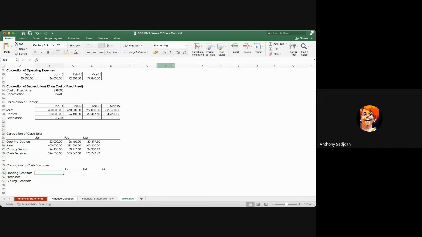Please, I'm not getting your values for the cash receipt. I had the first one, but the second and the third one, I'm not getting. Okay, what formula did you use for the second one? Opening debtors plus sales minus closing debtors. You're right. You can see that the formula in the first one is different from the second and third. To correct that, I'll just drag it to the end. We have the same figures now.